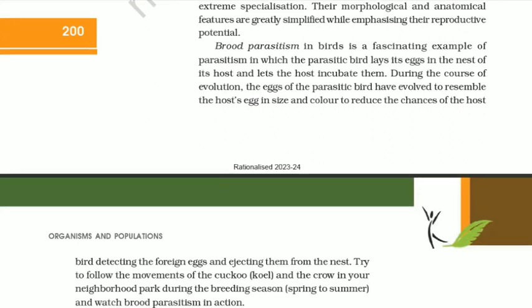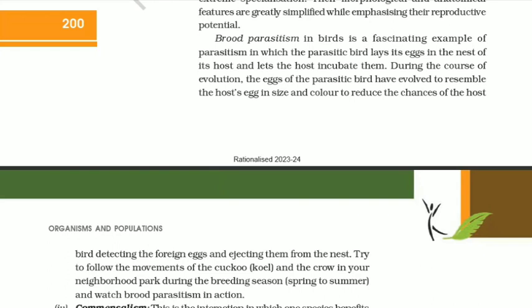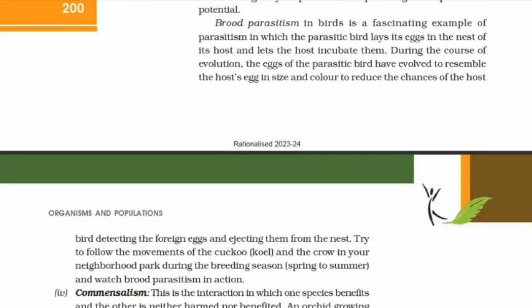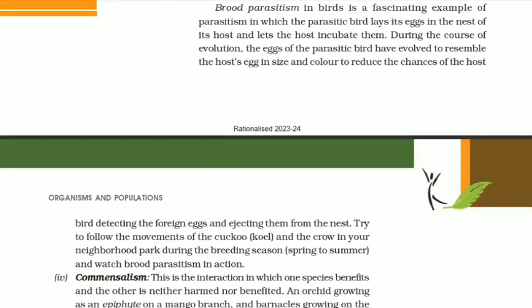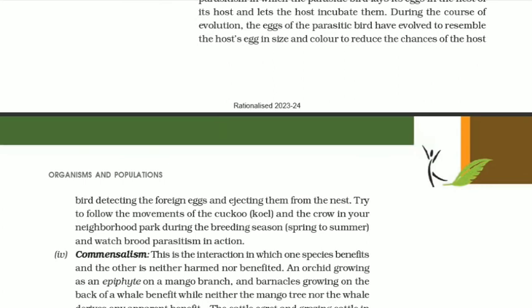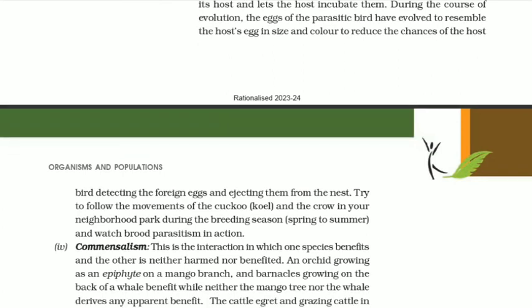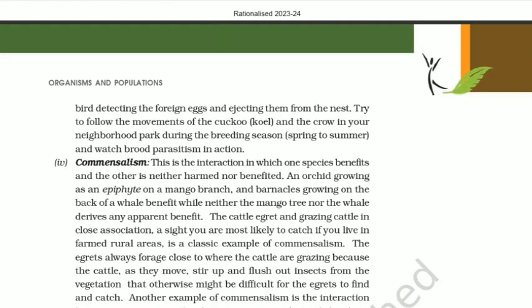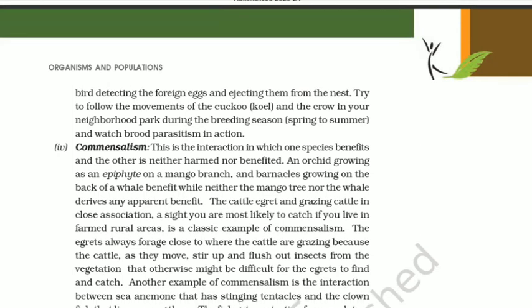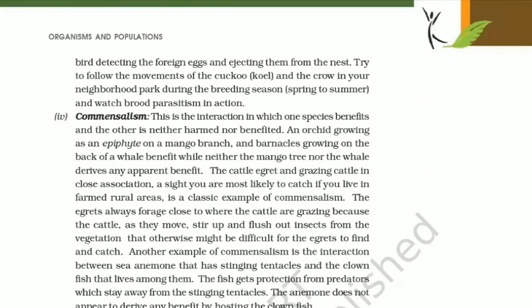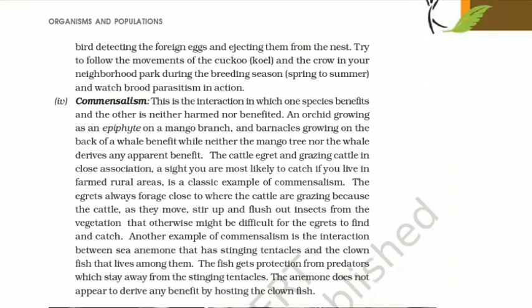Brood parasitism in birds is a fascinating example of parasitism in which the parasitic bird lays its egg in the nest of its host and lets the host incubate them. During the course of evolution, the eggs of the parasitic bird have evolved to resemble the host's egg in size and color to reduce the chances of host birds detecting the foreign eggs and ejecting them from the nest. Try to follow the movements of the cuckoo and the crow in your neighborhood park during the breeding season and watch brood parasitism in action.